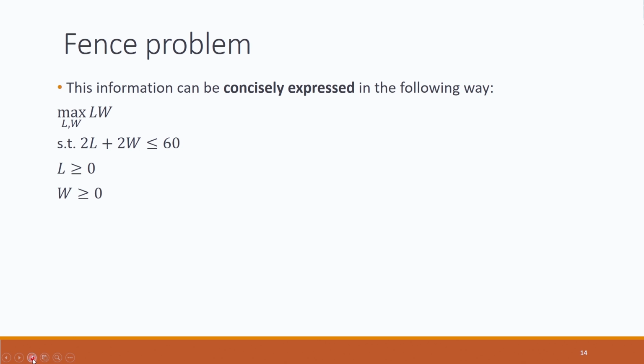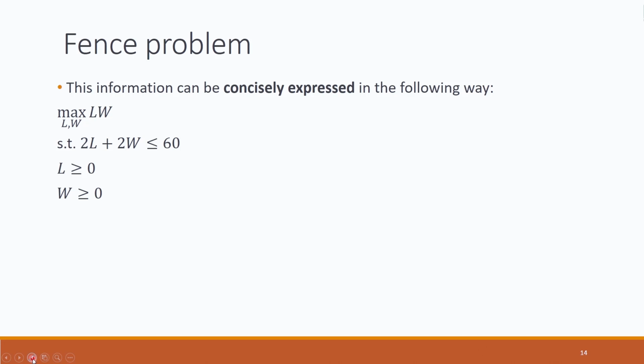Since this optimization problem is a maximization problem, we write it as max LW. Now, you can see that L and W are written below this max operator. That is to tell that L and W are the decision variables in this optimization problem. It may happen that sometimes we may not put the decision variables below the max or min operator, but usually the convention is that we should put them. So, in case you see decision variables below the max or min operator, it is just to highlight what the decision variables in the optimization problem are.